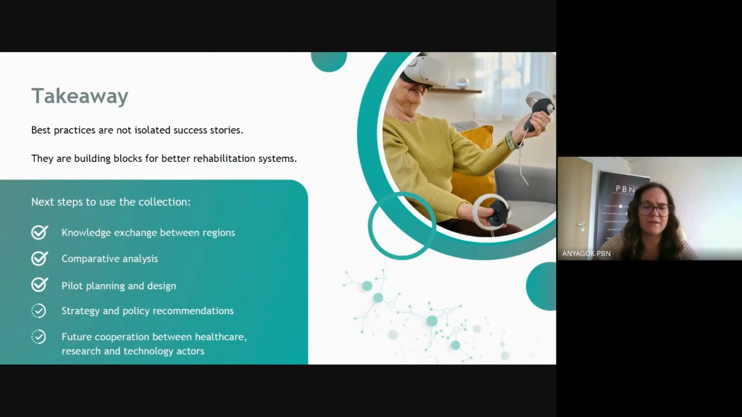To conclude, the RehAllianCE Best Practices collection gives us a structured overview of what is already working in different European contexts. It shows that successful rehabilitation innovation requires more than technology. It needs user involvement, evidence, financing, staff capacity, organizational change, and policy alignment. At the same time, the collection is not an end product on its own. It will be used in the further stages of the RehAllianCE project as a practical knowledge base.